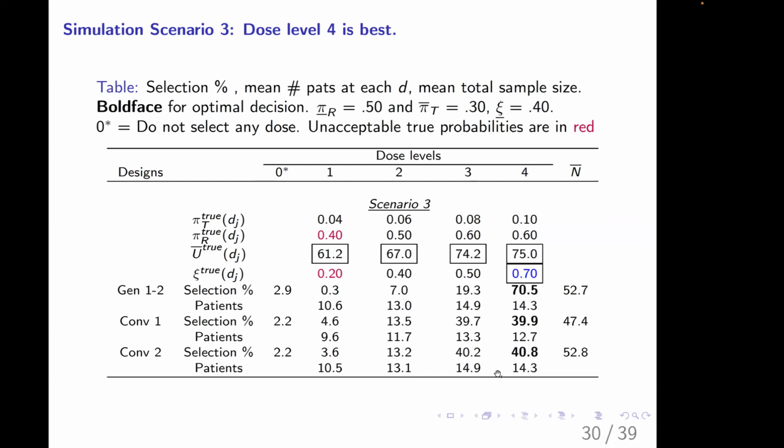So again, it's because the conventional designs don't have a psi true. They don't see the long-term outcome. So they don't have this criterion in their structure.